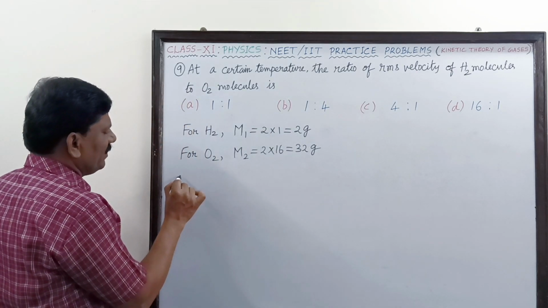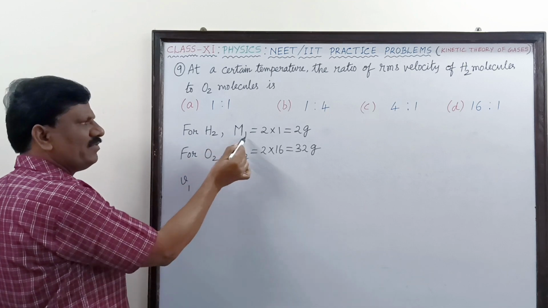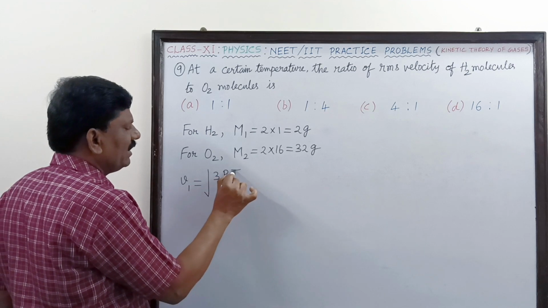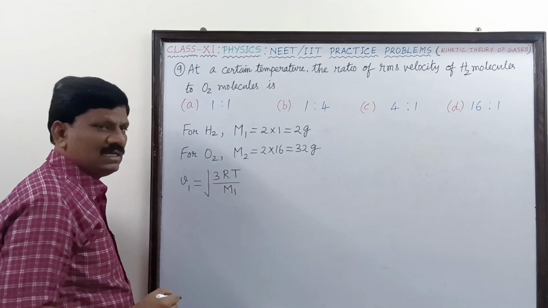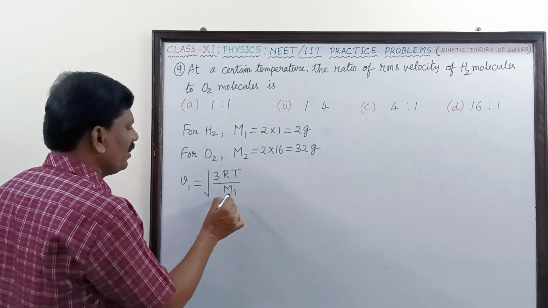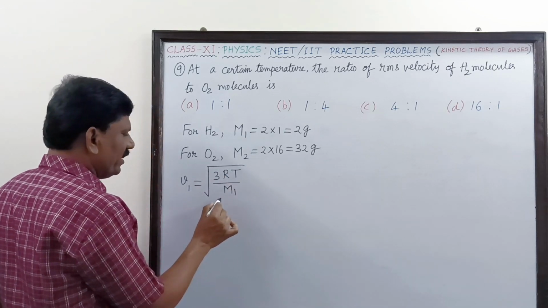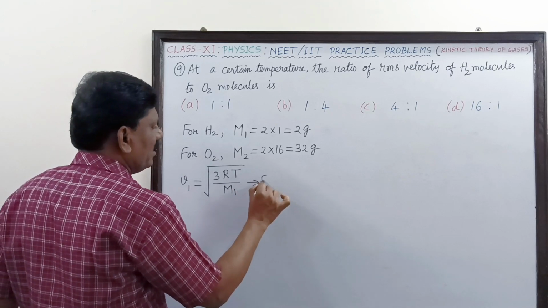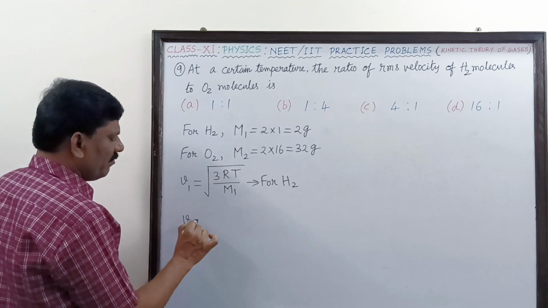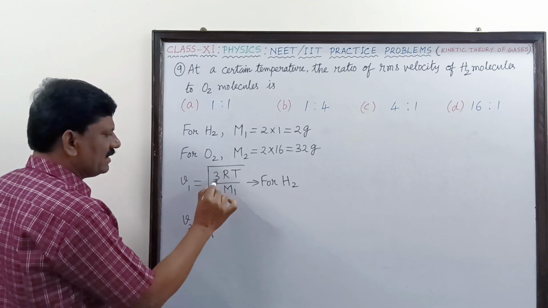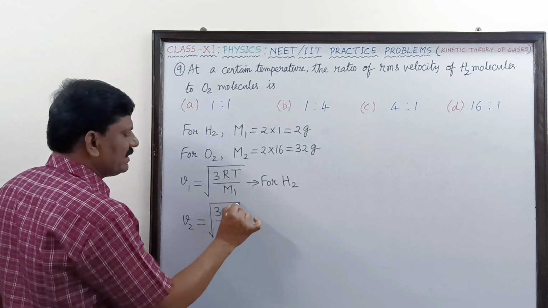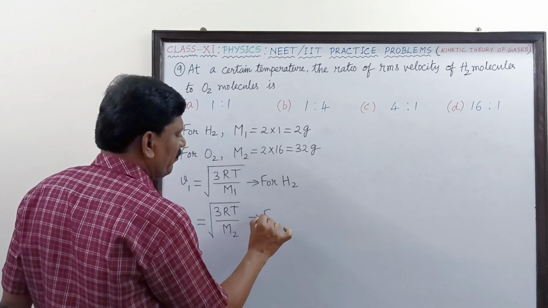And then the RMS velocity, V1 is for hydrogen. So for hydrogen this is equal to square root of 3RT divided by M1. Here the temperature remains the same, the gas constant remains the same. They are constant. Therefore the suffix M1 I have written. This is for hydrogen. A similar equation if you write for the RMS velocity V2 for oxygen, the constants are the same, 3RT divided by the molar mass M2. So this is for oxygen.